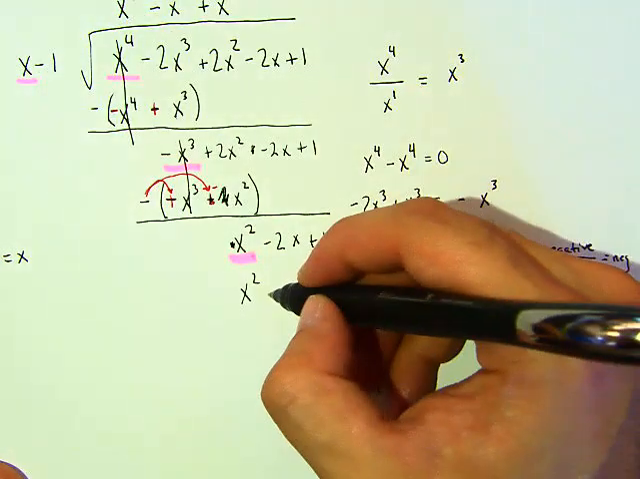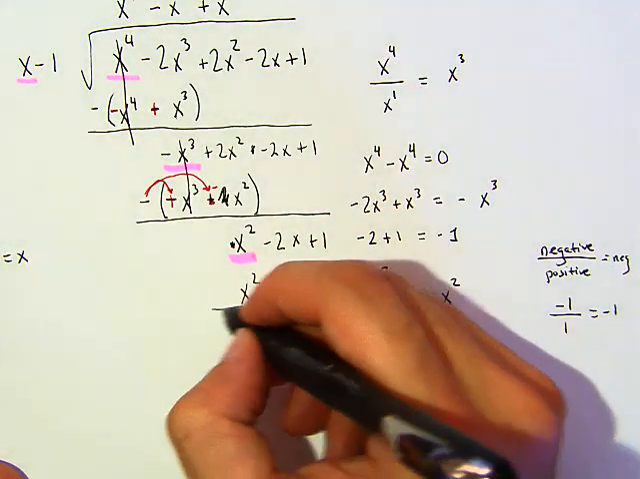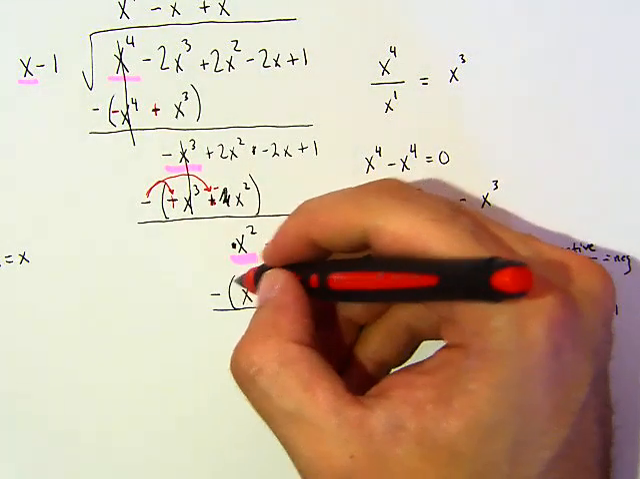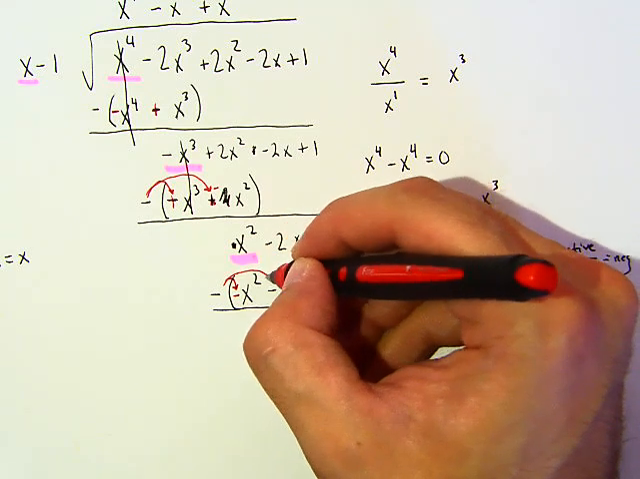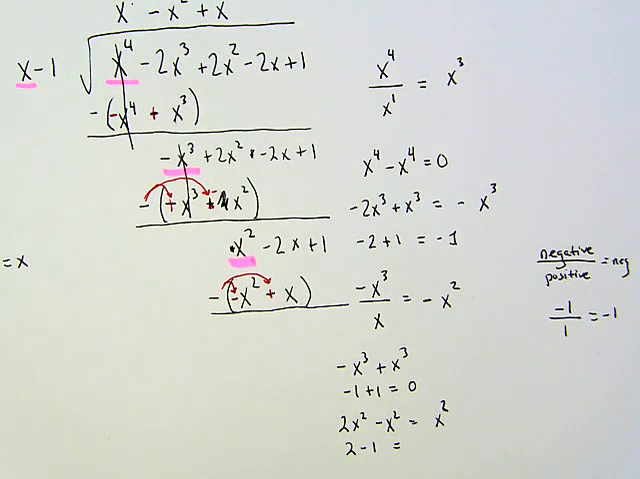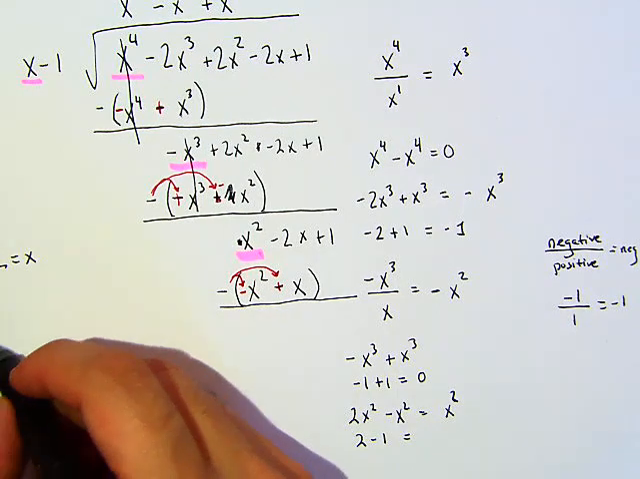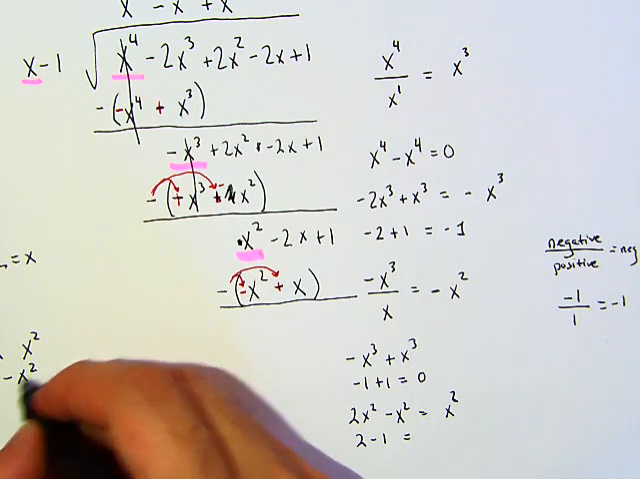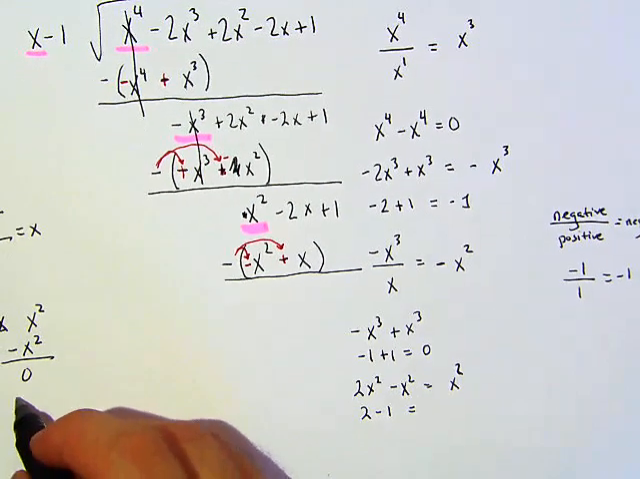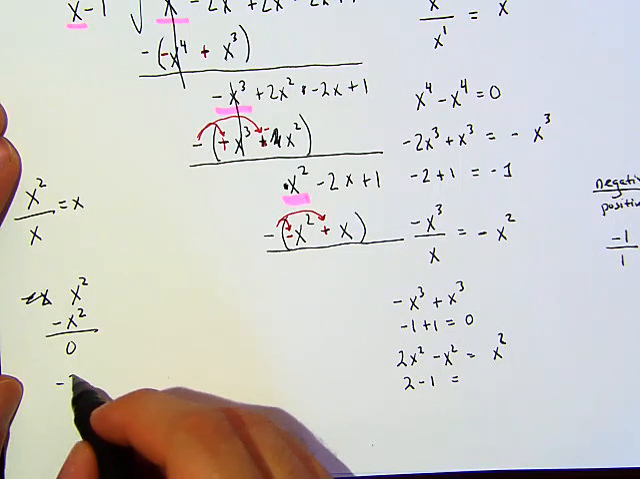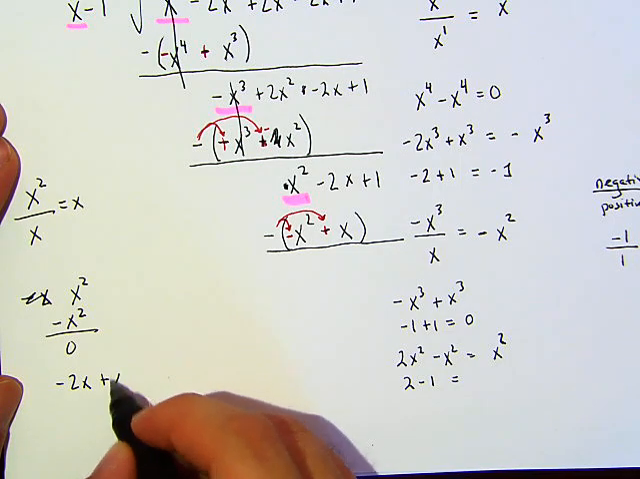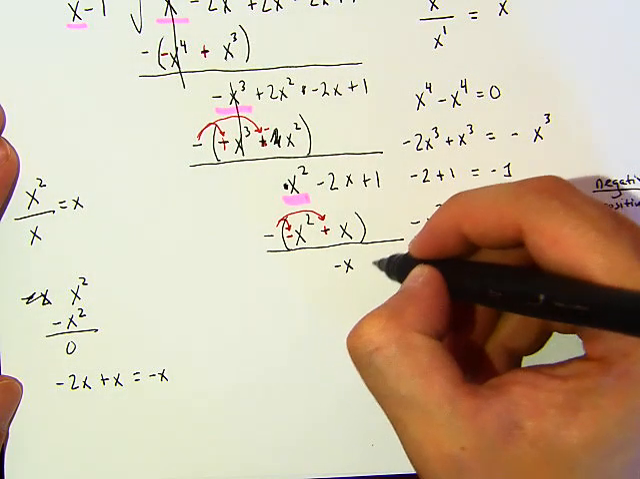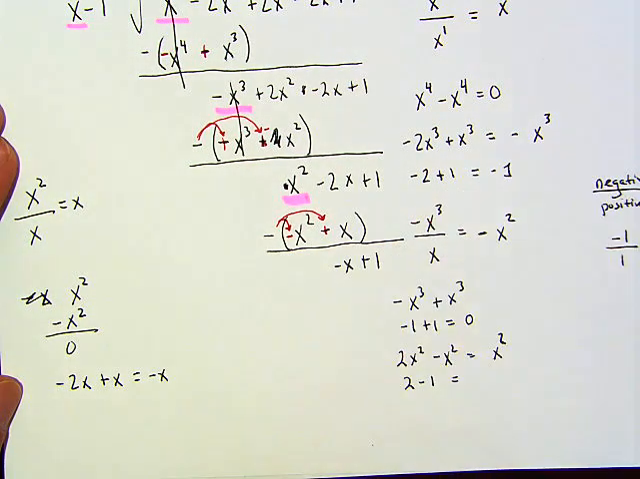X times minus 1 is minus x. And then what do I do? Parentheses, parentheses, subtract, and then I'm going to distribute the negative. So this is negative, this becomes positive, and now here, if I have x squared minus x squared, that's 0. And what about the next one? If I have negative 2x plus x, this is negative x. So I have negative x over here, and I have a plus 1 over here.